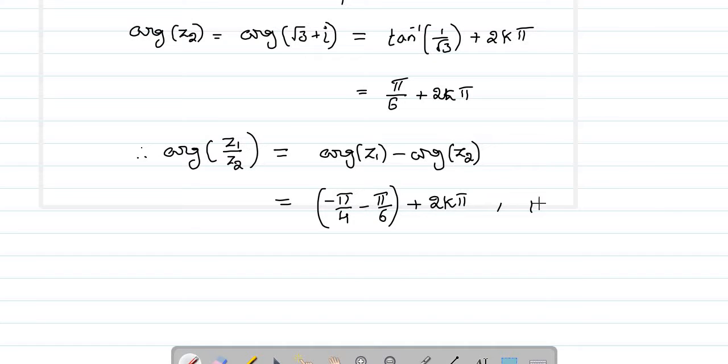Don't think that this 2k pi gets cancelled. If you don't write k here, you can write m, right? Then you'll have k minus m. Again, you can take that as an integer itself. So finally, this is what we get. When you take the LCM, it is going to be 12, right? So when the LCM is 12, here you'll have minus 3 and minus 2, so minus 5 pi by 12 plus 2k pi.